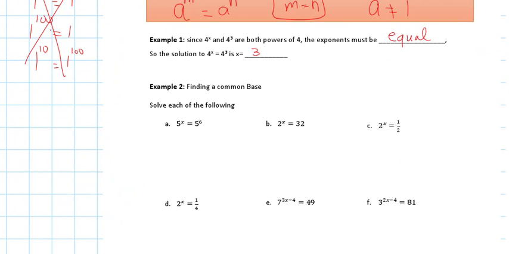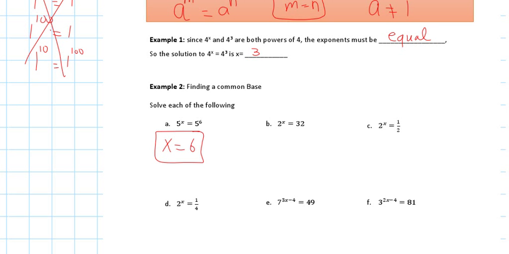Okay, so finding a common base, solve each of the following. I have 5 to the power of x equals 5 to the power of 6. What does that mean? X equals 6. That's right. I have the same base, I can drop the base and say x equals 6. That's my solution. I am done. So first one is easy. Second one.